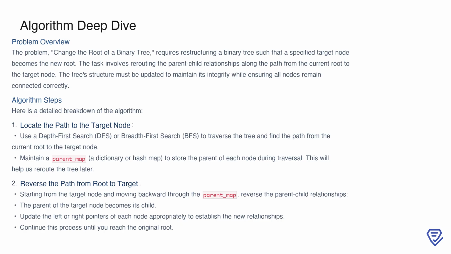This involves rerouting the parent-child relationships along the path from the current root to the target node. The challenge lies in ensuring that the tree remains structurally intact and all nodes remain connected properly throughout the process.